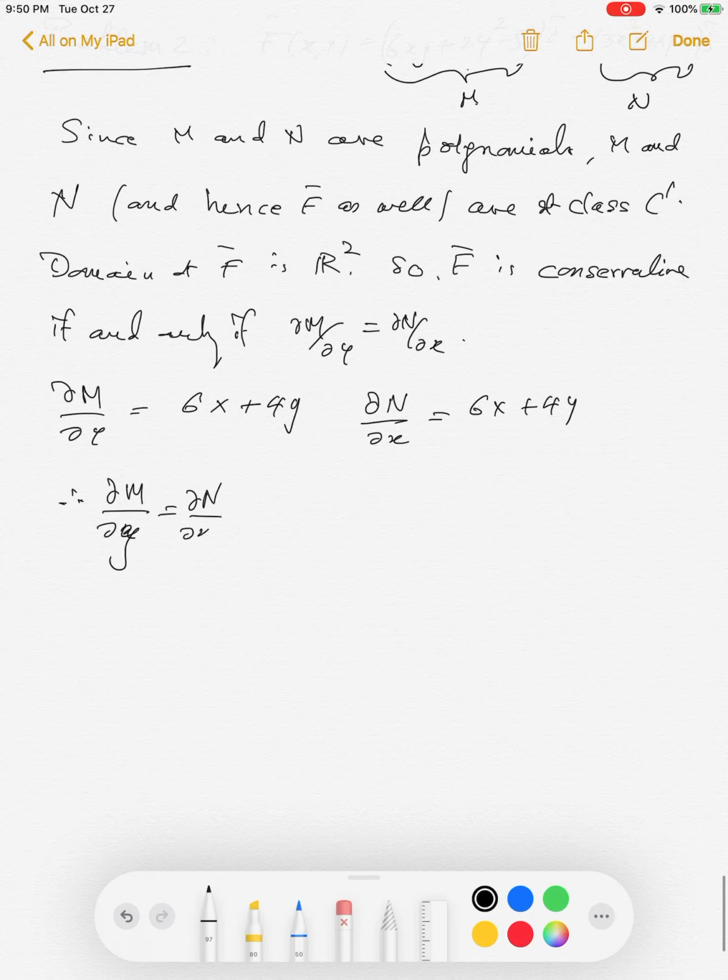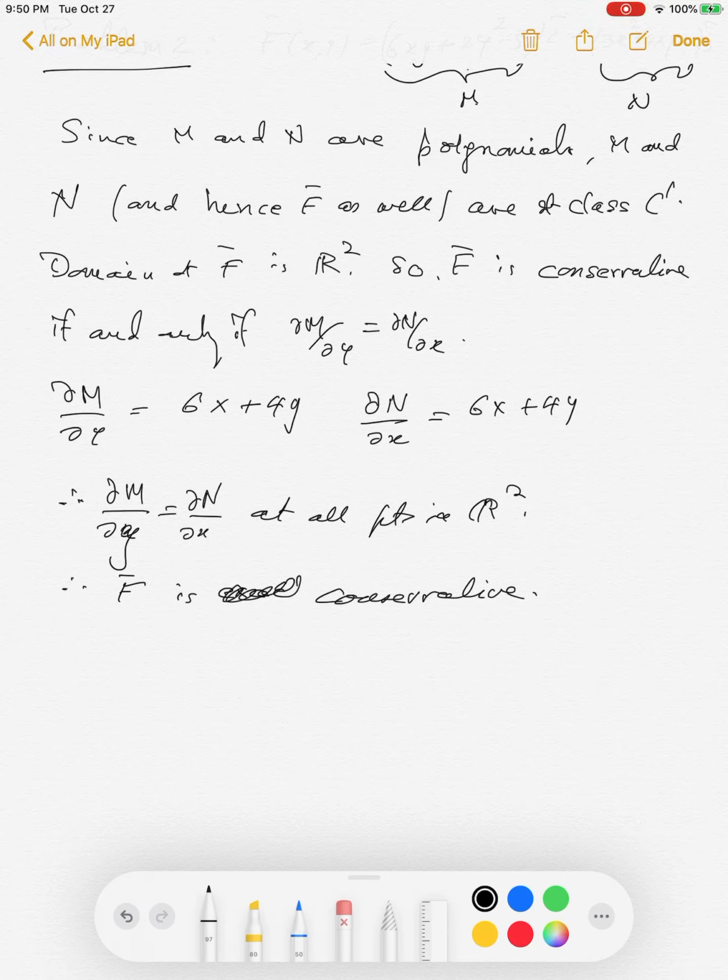Voila. So therefore dM/dy is equal to dN/dx at all points in D, and D is R2. Therefore F bar is exact. Now we will not say exact, it's conservative. The differential equation is said to be exact. So now we learn how to find the potential phi.